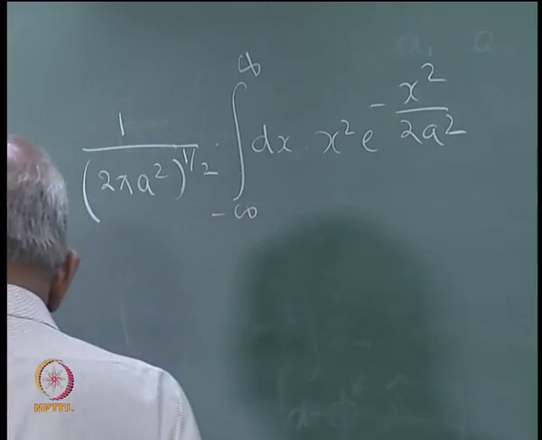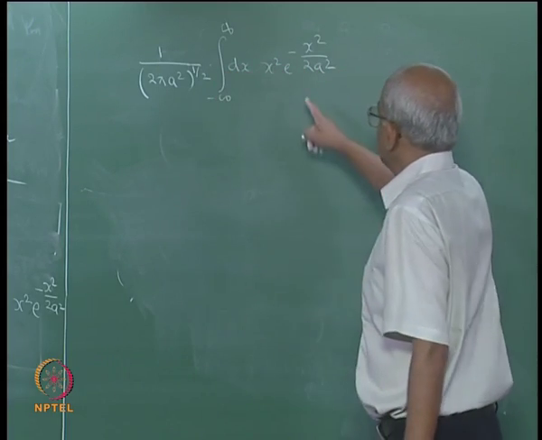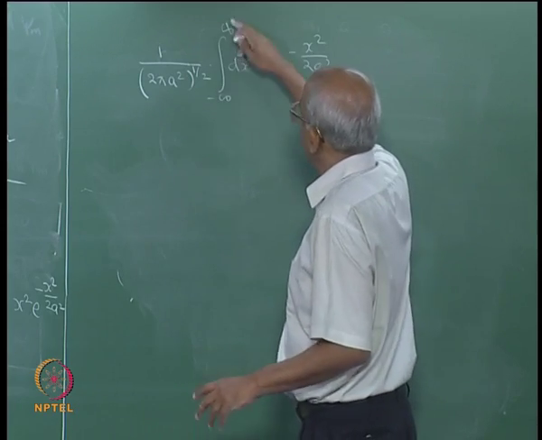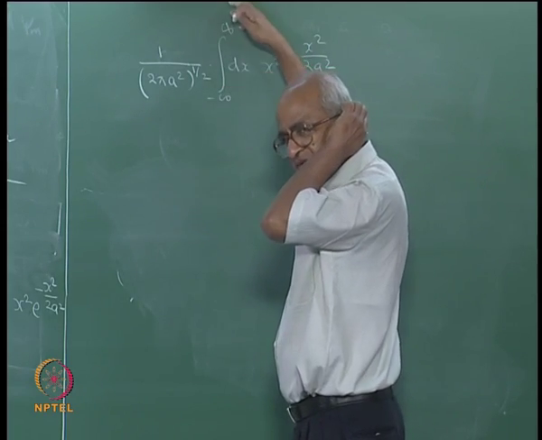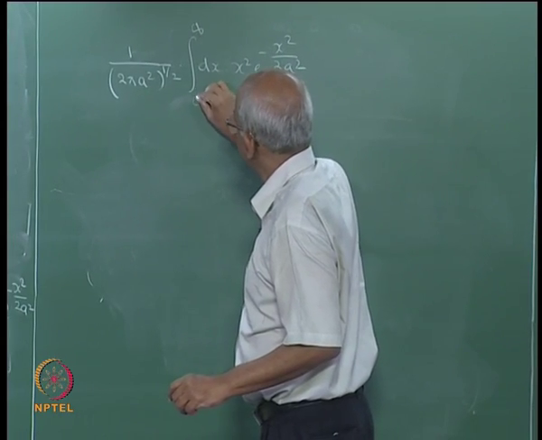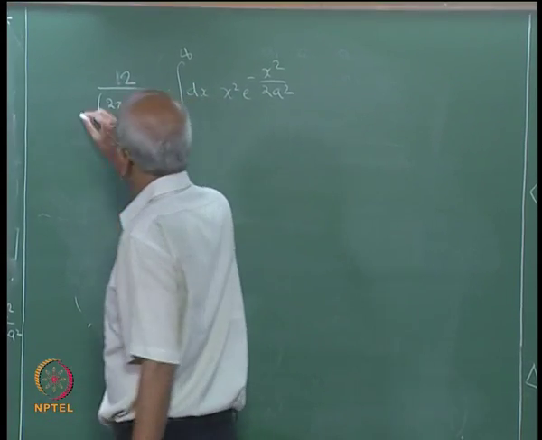I have just rewritten the integral because you see your integrand is an even function. What I can do is I do not have to integrate from minus infinity to plus infinity. It is enough if I integrate it from 0 to infinity, provided I multiply the result by a factor of 2.